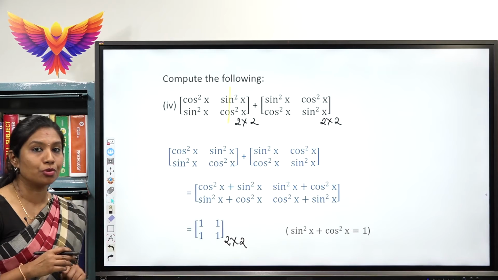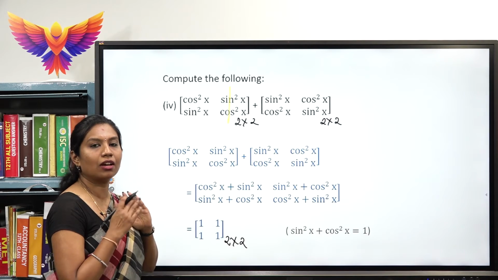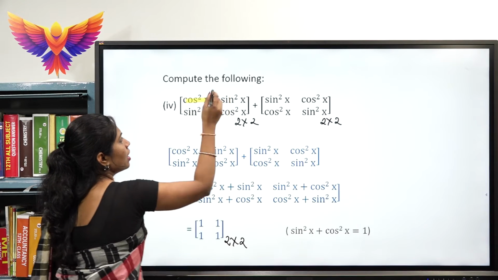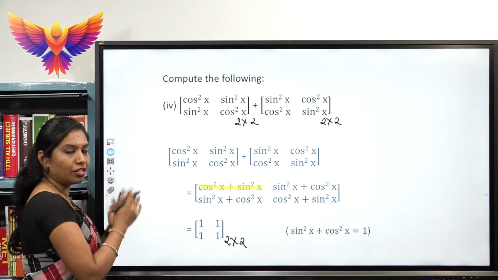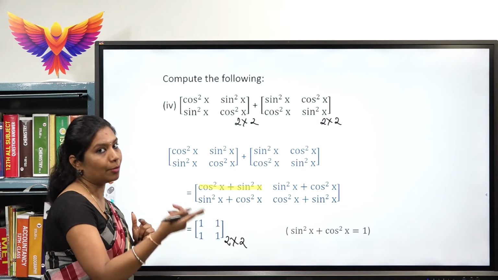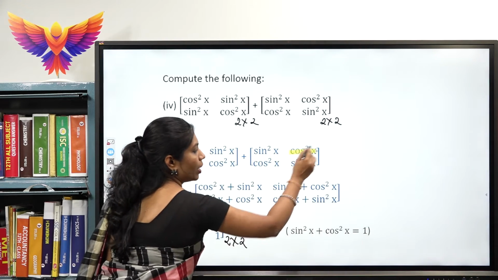Now, what are we supposed to do? We have to add the corresponding elements, just like how we have done in the previous question. It is cos square x plus sin square x. So, I have written it as cos square x plus sin square x. The first element of the first row should be added with the first element of the first row of the second matrix. Same way, sin square x plus cos square x.